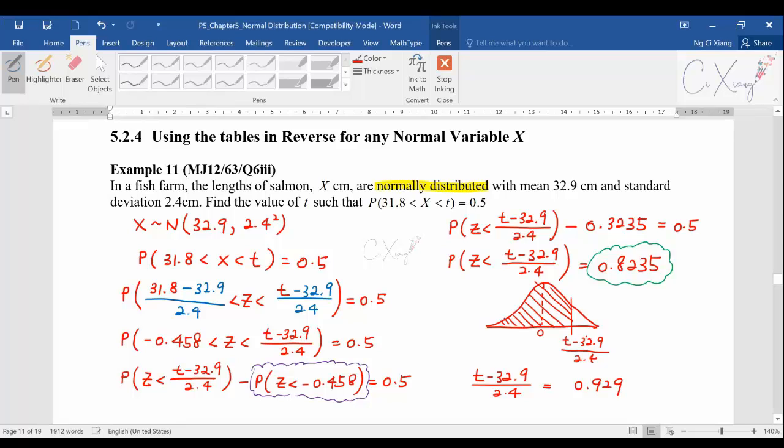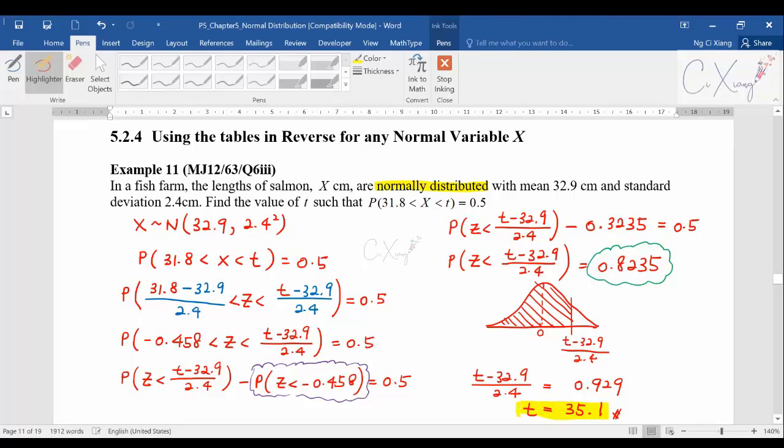Okay, and after that, you need to decide whether it is positive or negative. From the graph, you can see that it is actually positive. So this whole thing is A, so A equals positive 0.929. If you move all the values to the other side, you will get the value of T. If you didn't make any careless mistake here, you should get T equals 35.1.